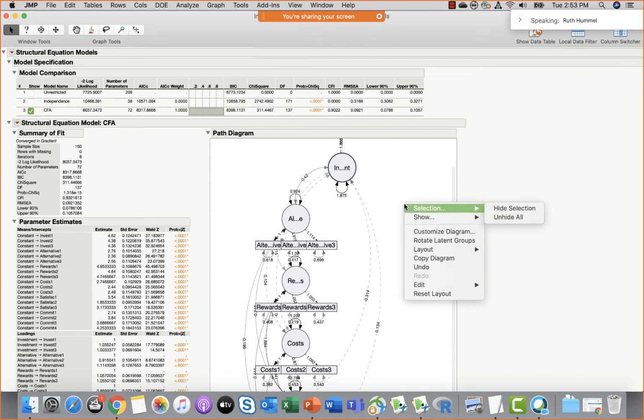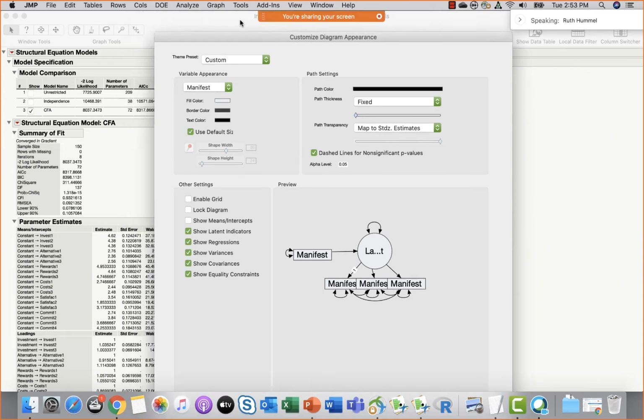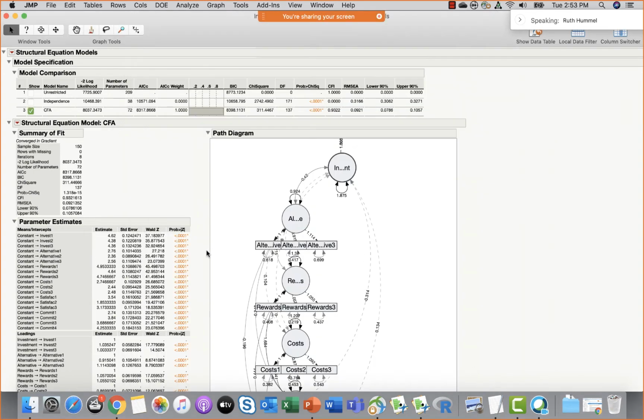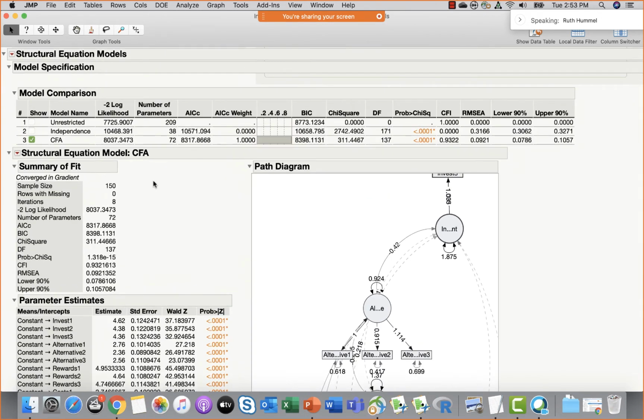So I can right click on this and customize this, for example, if I want to change these. So here's where the selector is for having dashed lines for non-significant p-values. So there, I can ask it to clean this up and not show everything if I want it to. So I could, for example, not show other aspects of this diagram. Just say okay for this. And then the actual testing stuff happens here too.